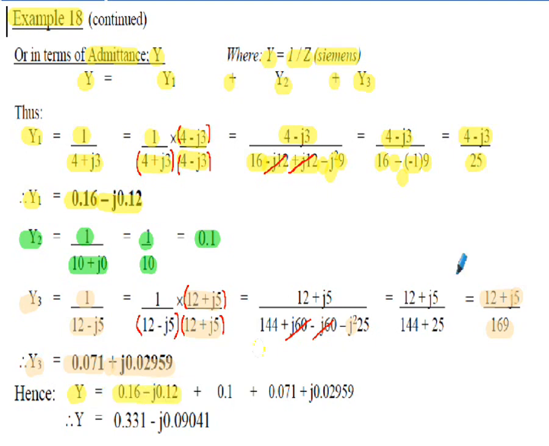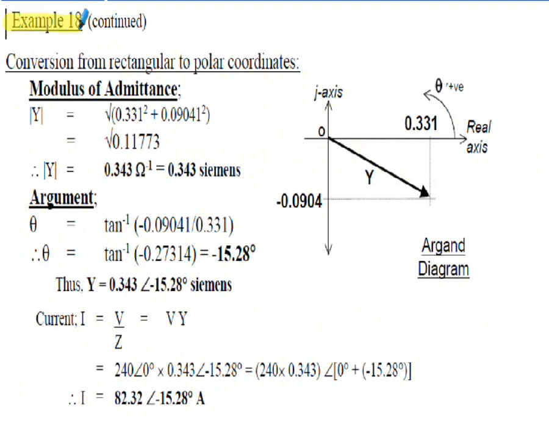So here's Y1 from above, we add that to Y2 from above, and then add that to Y3 from above. What you should find is your total admittance is equal to 0.331 minus J0.09041, and that's in Siemens. Example 18 continued.